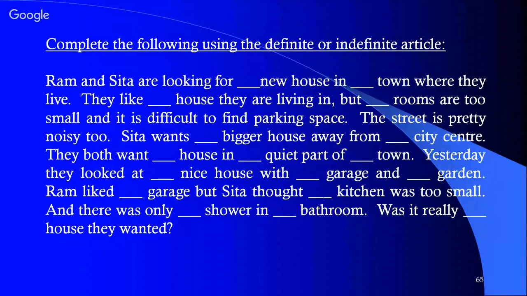A house. The house. Yes, they like the house. They are living in another adjective clause. So the house is correct. But dash rooms are too small. A rooms.